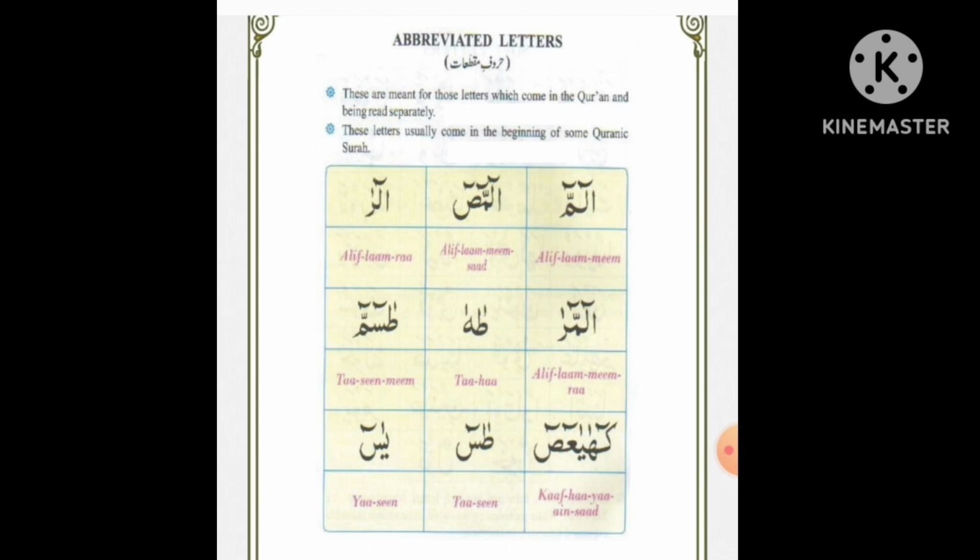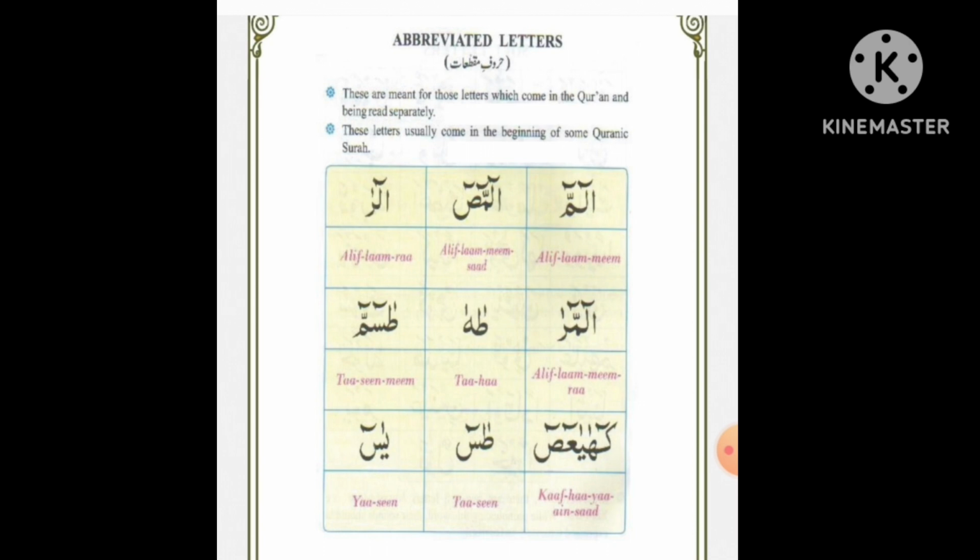So, what are abbreviated letters? As you can see on the screen, these are those letters which come in the Quran, mostly in the beginning of some Quranic surah, and these are the shortened form. So, it is called abbreviated letters, and these are read in the letter form only. Like we read each letter separately. It is alif, lam, and then mim.